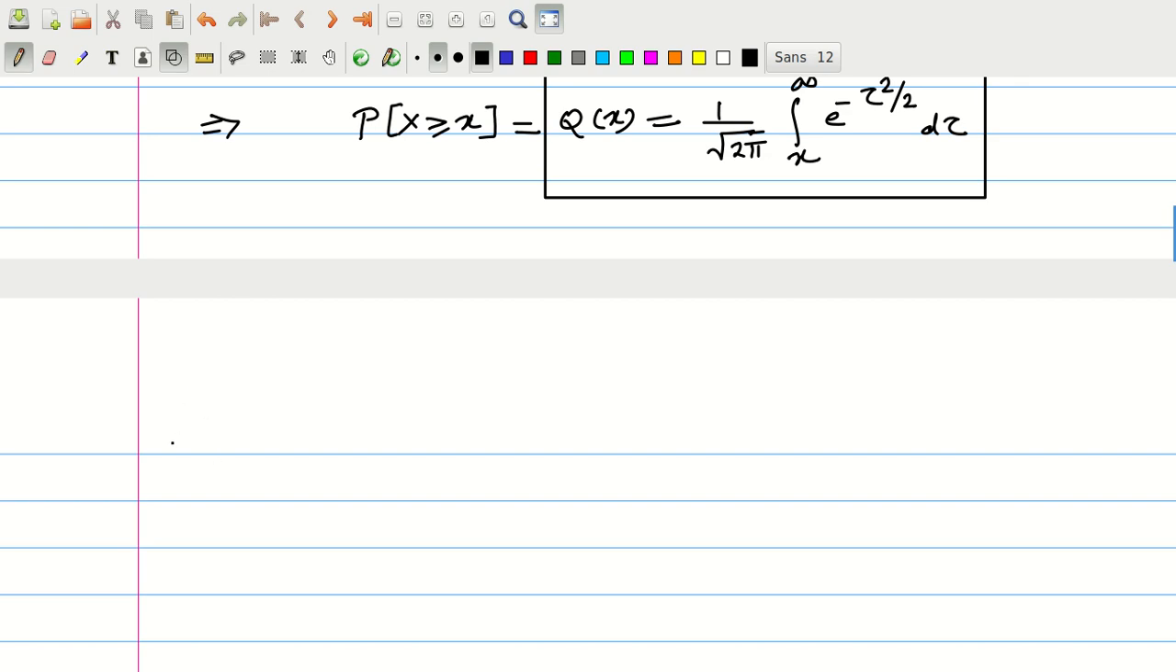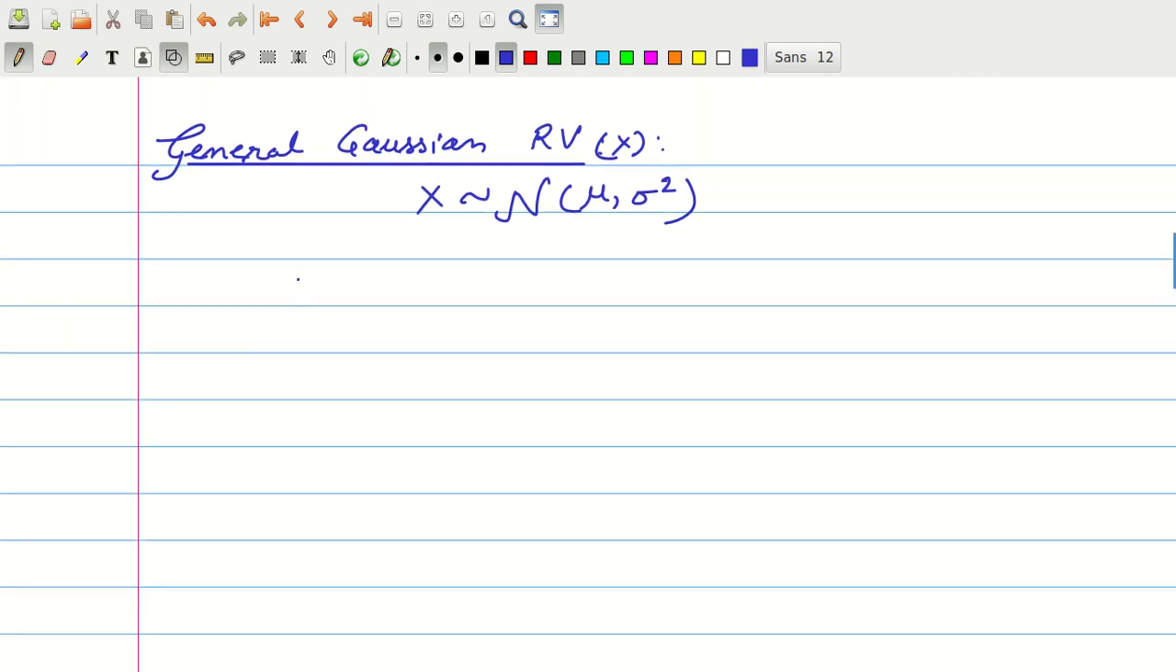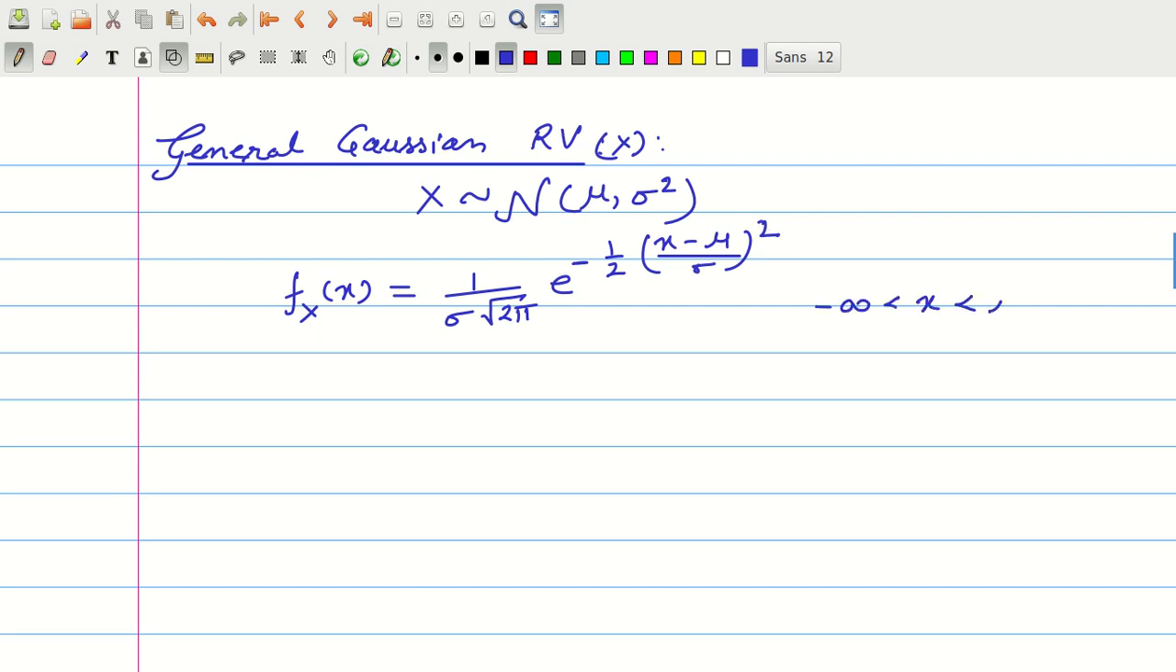So let us consider a general Gaussian random variable. By general we mean that the random variable X is distributed normally with mean mu and variance sigma square. In that case, as we know, the PDF is given by small f_X(x) equal to 1 over sigma root 2 pi e to the power minus half ((x minus mu) by sigma) squared for x lying in the interval minus infinity to infinity.